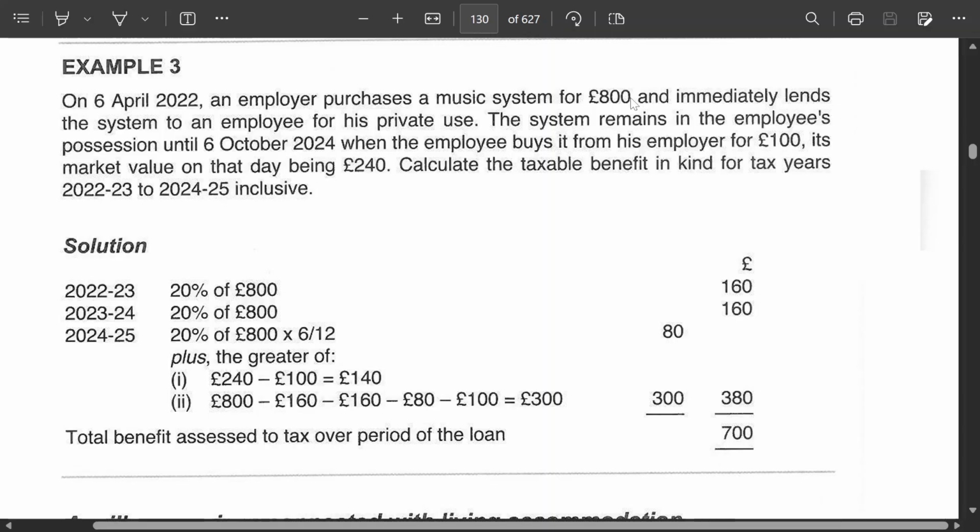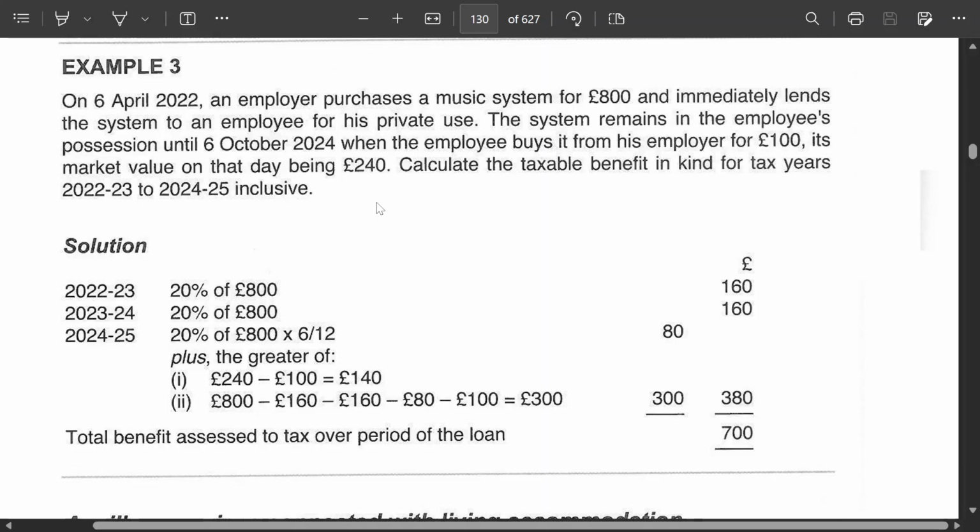So that's the market value at the date of the loan. So they buy the system and they lend it to the employee. Now he keeps it for about 2.5 years, and then he buys it from the employer for £100. And there is some important information here which I had also not highlighted initially while discussing it in the class, which is that on the day that the employee buys it from the employer, the market value is £240.